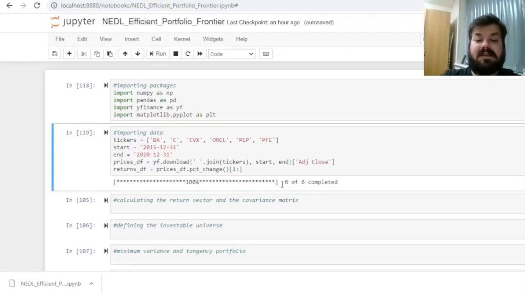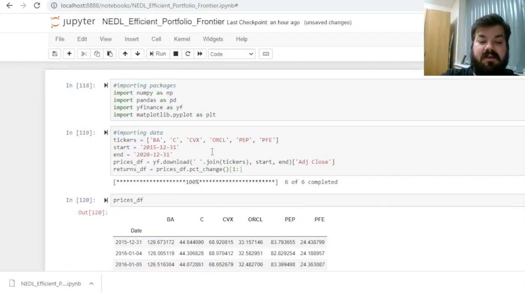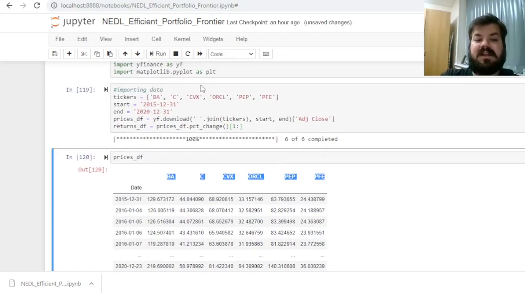You can see that it has downloaded 6 out of 6 series at the same time, being more efficient. And to check that we've done everything correctly, we can return the prices data frame. Here we can see that our tickers are returned in alphabetical order. That's what happens when you use the join command and input it into Yahoo Finance. So keep that in mind when having ticker selections that are not alphabetically ordered.